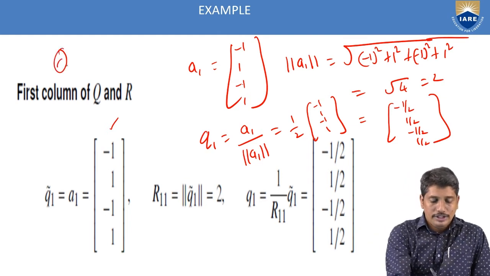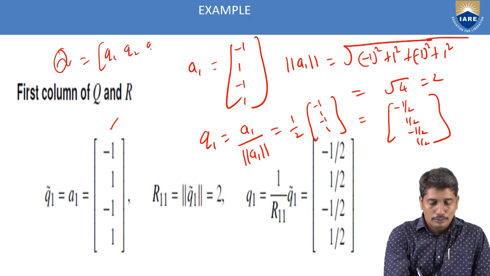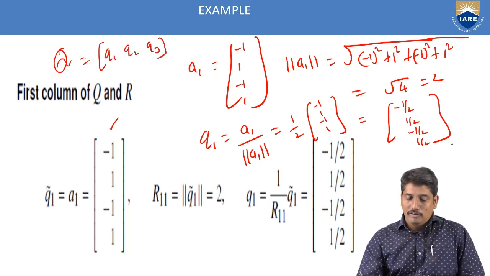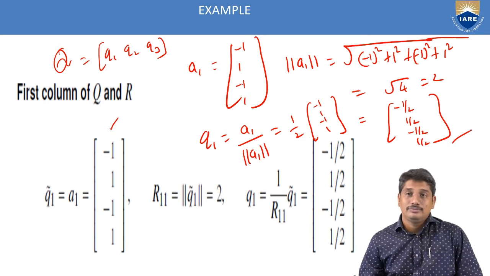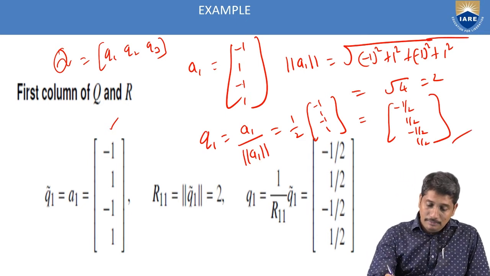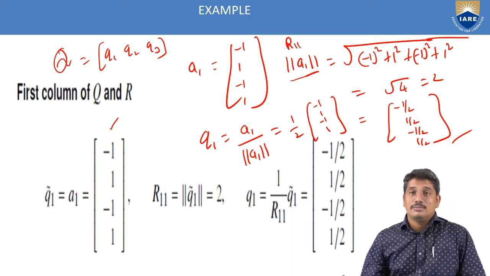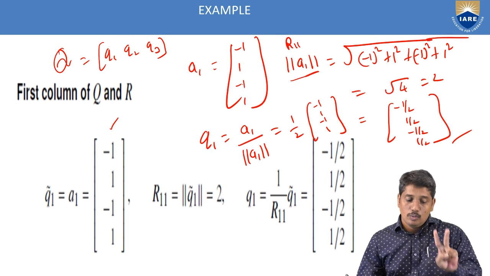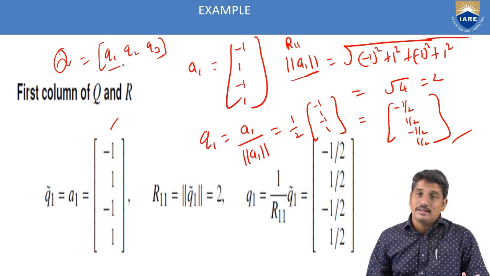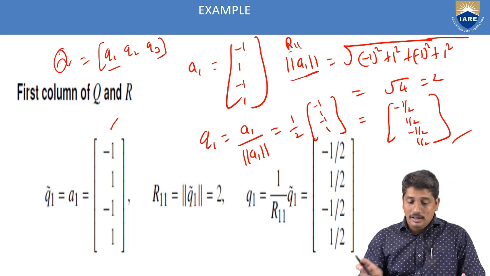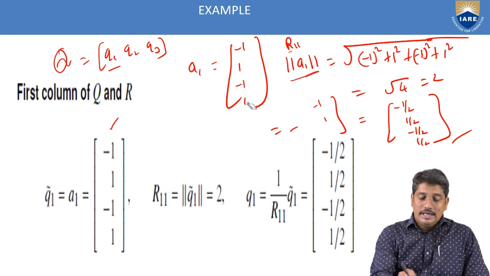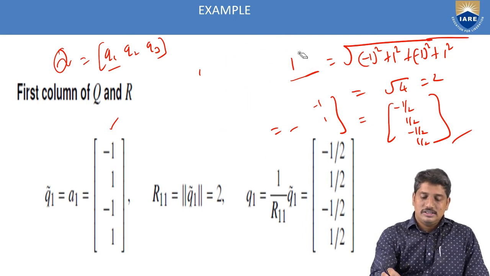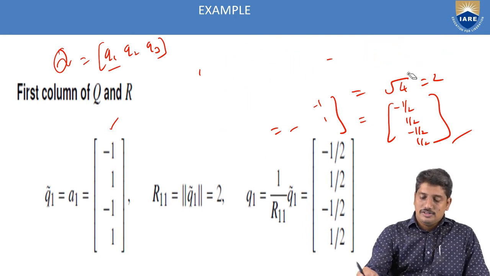You know, we denote Q as q1, q2, q3. So here we have obtained q1. And we name this norm a1 as R11. So we have calculated two things here: one is q1 and another one is R11. With this, we will proceed to the next part of the process.